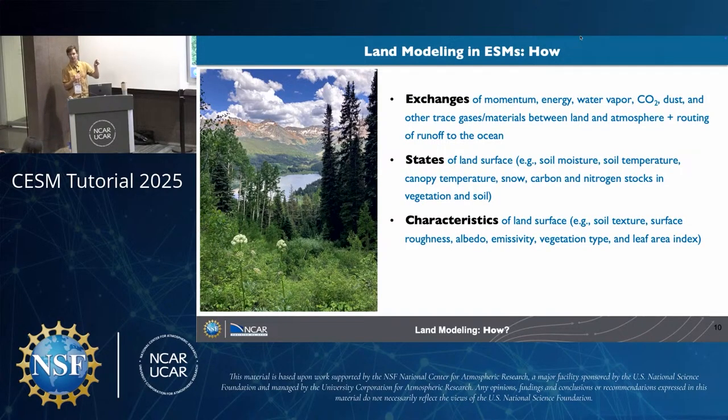Aside from those exchanges, we're also constantly updating the states of the land surface, so things like soil moisture and soil temperature. We keep track of canopy temperature, snow on the land surface and in the canopy, and carbon and nitrogen stocks, both in vegetation and in soil. And then we think about characteristics of the land surface: how does the physical representation of what's on the land influence things like soil texture, which influences hydraulic and thermal properties, surface roughness, which interacts with the atmosphere, as well as albedo, emissivity, vegetation type, and leaf area index, which are all changing over time. So it's a really dynamic system that responds to and then also influences the state of the atmosphere.